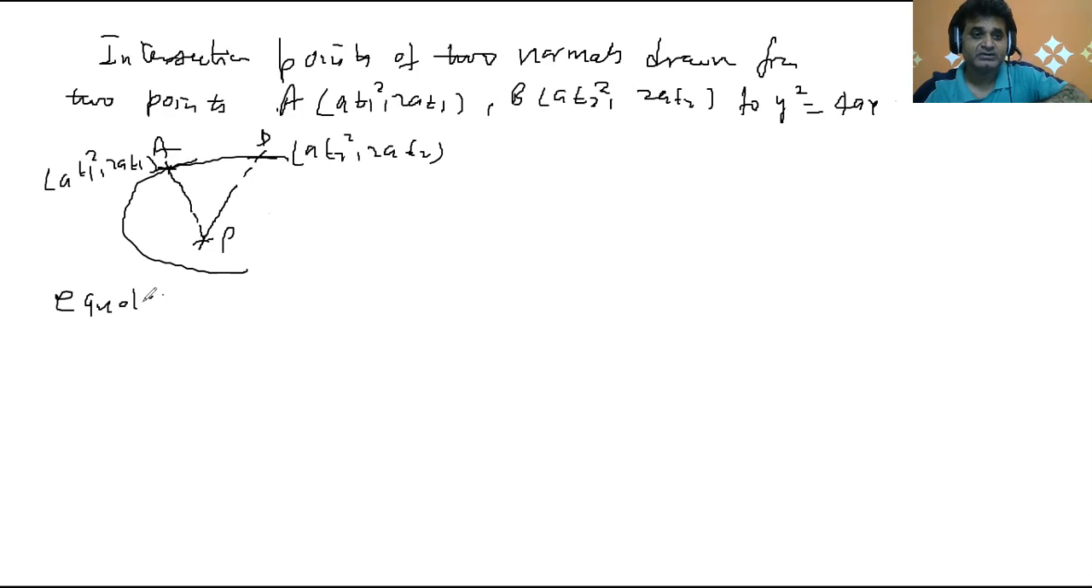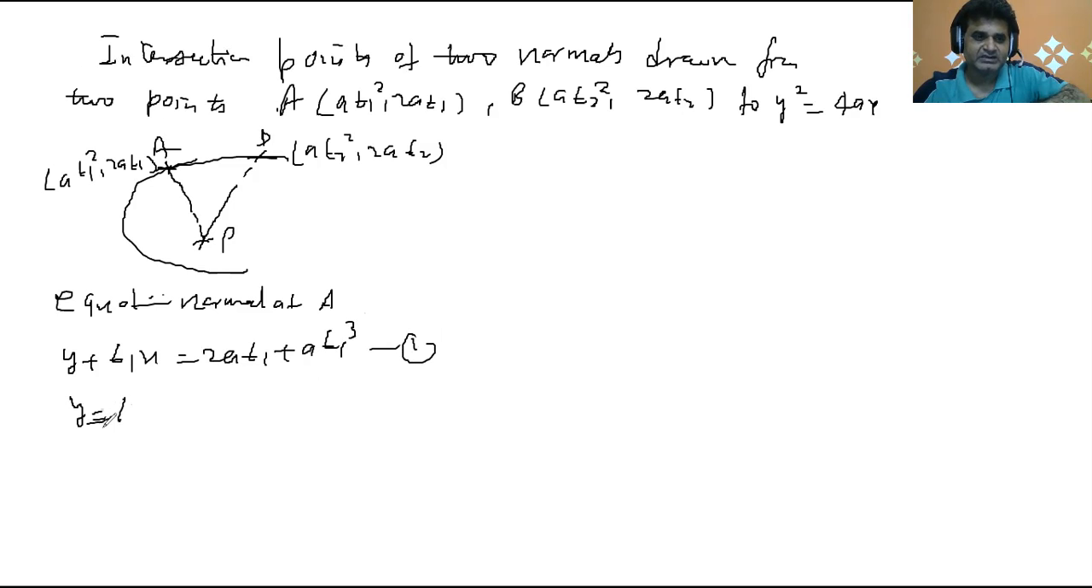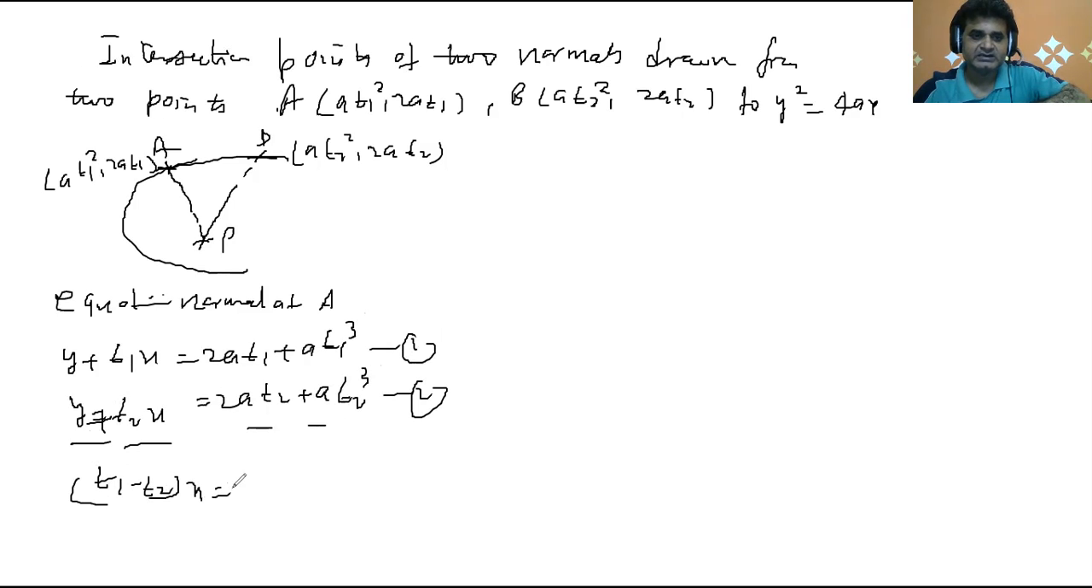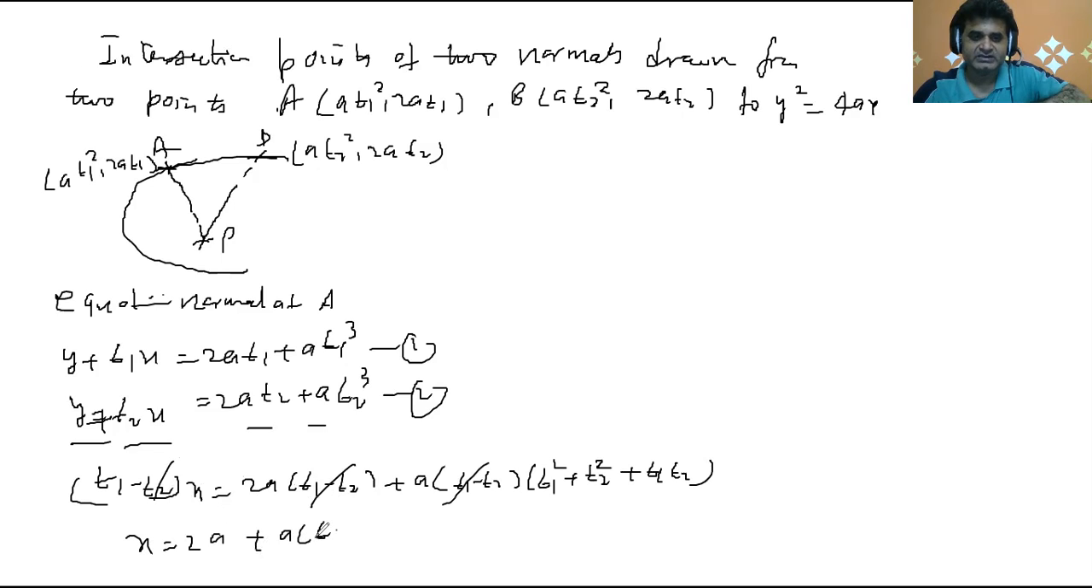So the equation of the normal at A is y plus t1 x equals 2a t1 plus a t1 cube, equation number 1. And the second one is y plus t2 x equals 2a t2 plus a t2 cube, equation number 2. Now we are subtracting. So it is (t1 minus t2) x, and this 2a we are taking common, t1 minus t2, plus a we are taking common, t1 minus t2, t1 square plus t2 square plus t1 t2. t1 minus t2 gets cancelled. So x is equal to 2a plus a times t1 square plus t2 square plus t1 t2.